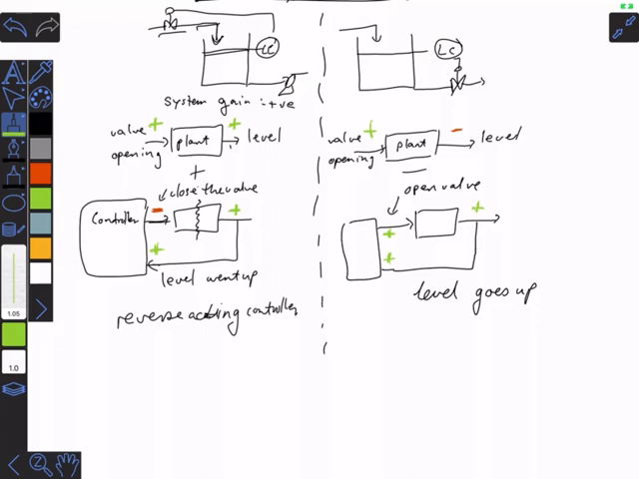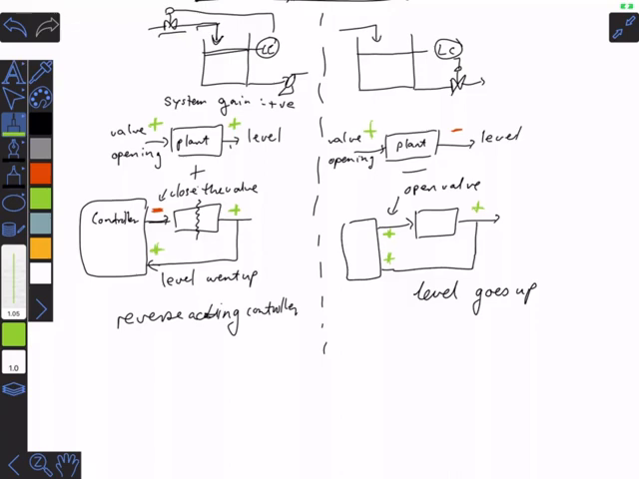Yeah, so direct and reverse is like, am I moving opposite? Am I moving to counteract? Or let's say we're always moving to counteract, but what does that counteraction look like? Do the actions move in the same direction or do they move opposite to one another? If they move opposite to one another, it's a reverse acting controller. If they move in the same direction, it's a direct acting controller. Okay, yes? So that's the second illustration here.